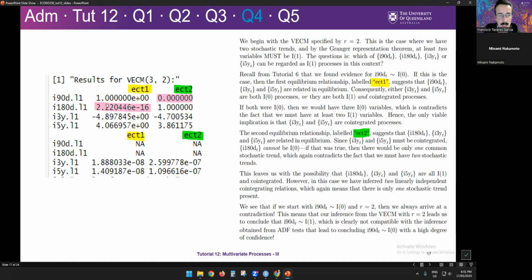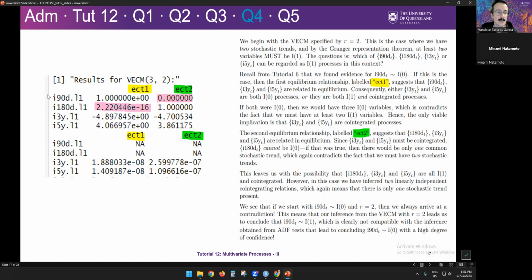I painted this one pink, just to tell you, when you see a very low value here for this test, it means it equals 0. So nothing relevant in here. Just assume this one is also 0 because it's a very small value. So what we're looking at is that there is some value for these three. How can we interpret that? It suggests that I90, I3, and I5 are related in equilibrium.